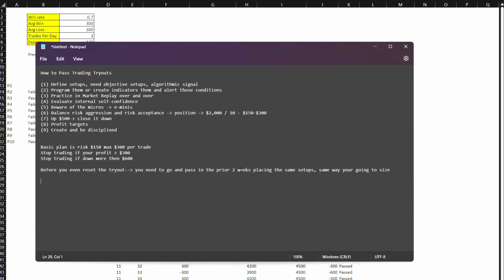Yeah, there's going to be some curve fit because you're going to know how things work out, but that's okay because some curve fit is okay. It's going to be better than nothing, in my opinion.